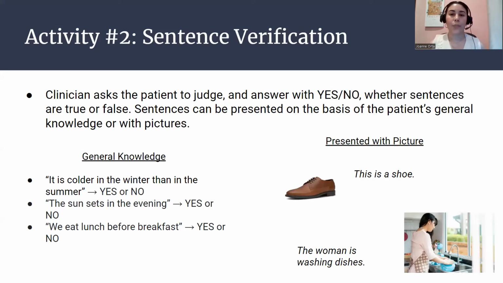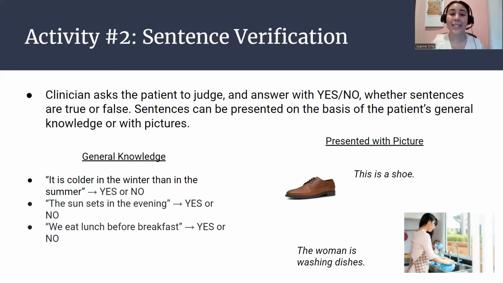So, for example, those sentences on the basis of general knowledge can include, it is colder in the winter than in the summer. And we would wait to see if the patient responds with a yes or a no to verify that sentence. Or the sun sets in the evening. And again, we can wait for that response, whether verbal, with gestures, or with pointing.